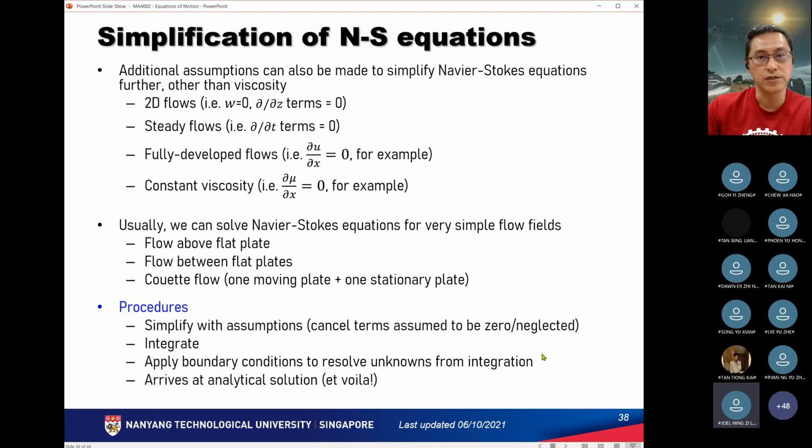The procedure associated with simplification of the Navier-Stokes equation is, first things first, make all the assumptions that you need to make. Don't be overly aggressive, of course. Once you simplify, terms can be neglected or set to 0. And after that, think about it: the Navier-Stokes equation is, most of the time, described in partial differential terms. After simplification, we're supposed to integrate and apply boundary conditions to solve the unknowns that arise from the integration process. And basically, we will be able to arrive at a solution if we're careful.